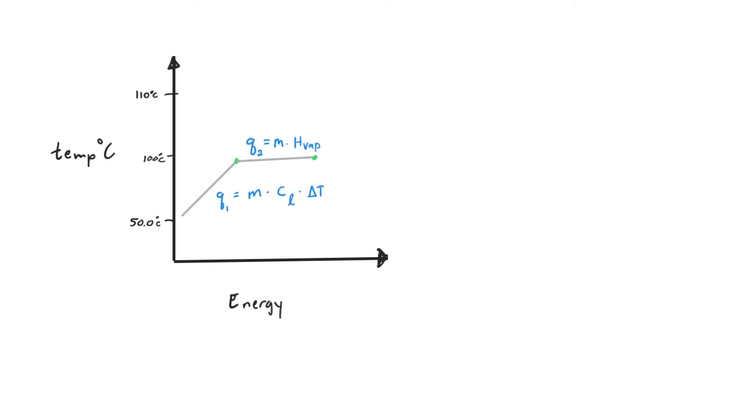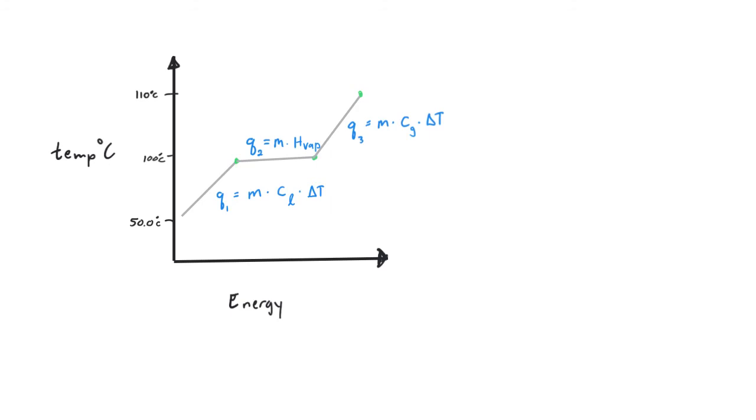Now in the last step of this process, we're raising the temperature of that vapor from 100 degrees Celsius to 110 degrees Celsius. This is our third energy, or Q3. We can find Q3 by multiplying the mass of the water times the specific heat of water vapor times the change in temperature, which here is 10 degrees Celsius.